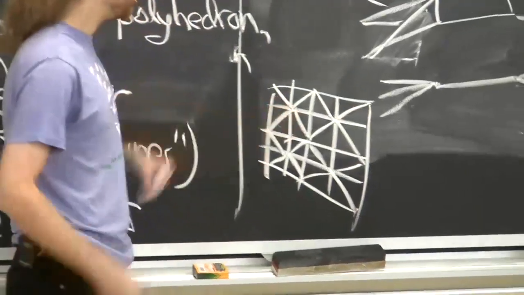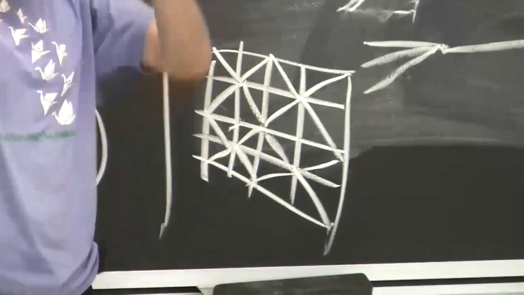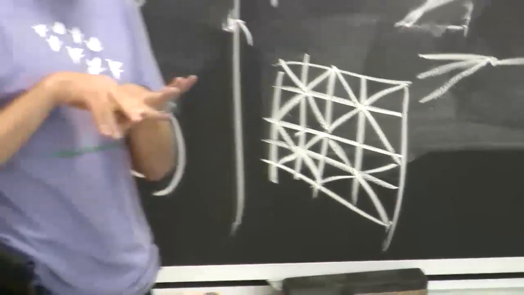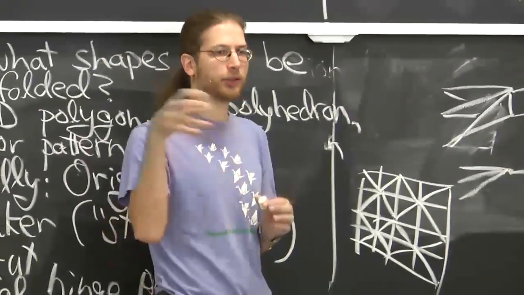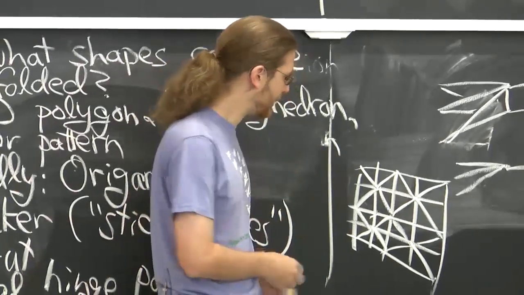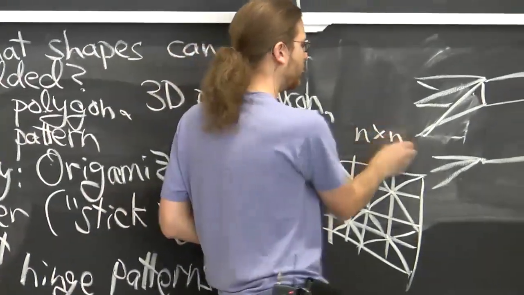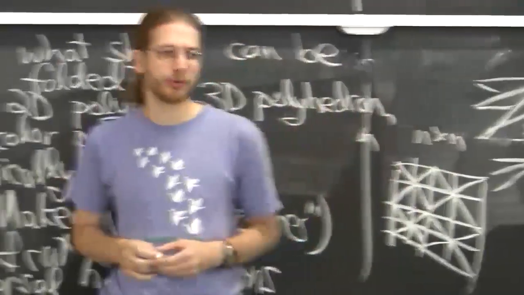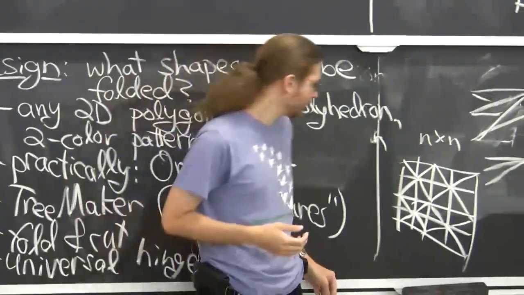So that's the so-called box pleating pattern. We proved that pattern, if you make it big enough, can fold any 3D shape that's made out of little cubes. So in fact, if you take a sort of n by n sheet, you can make about n cubes. And in the worst case, that's the best you can do.